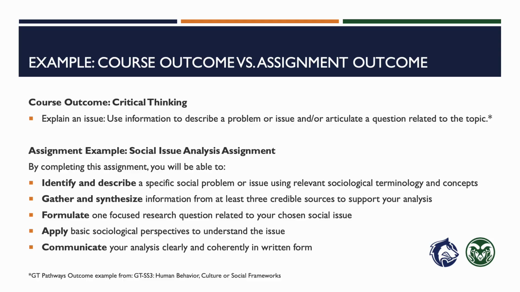If you were to break down that outcome into an assignment, let's say a social issue analysis assignment, you might want students to be able to identify and describe a specific social problem, gather and synthesize information from credible sources, formulate a focused research question, apply basic sociological perspectives to understand the issue, and communicate their analysis clearly and coherently in written form. This may be a pretty big assignment overall, but all of these sub-outcomes will help students accomplish the course level outcome of critical thinking.